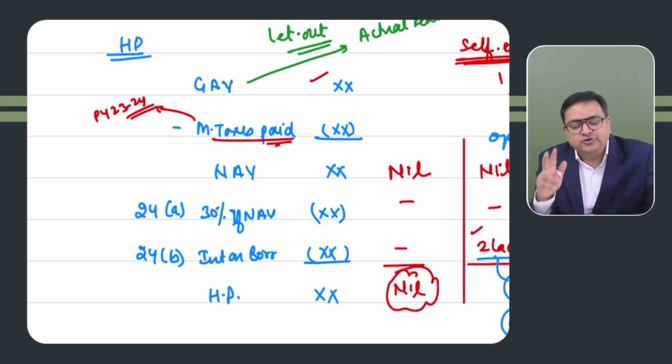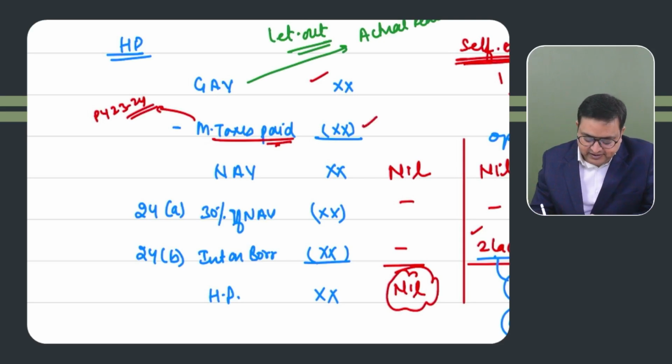Second thing, it should be paid by the landlord. The owner should be paying it. If any other person, such as the tenant, is paying it, you will not get the deduction. The deduction would only be available if the owner has paid it. So after deducting municipal taxes, you will get your NAV.